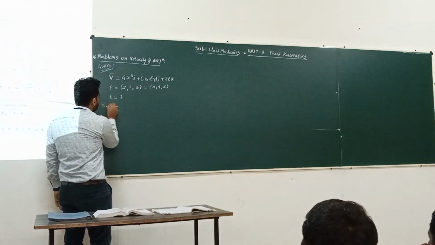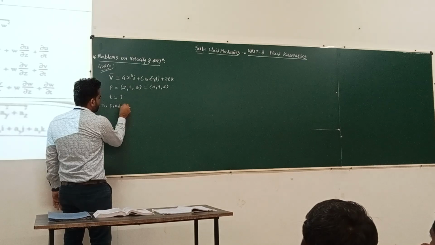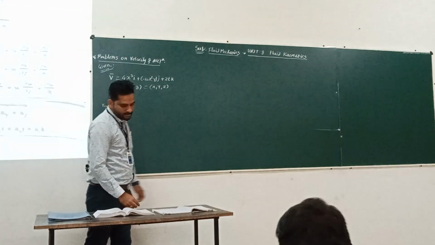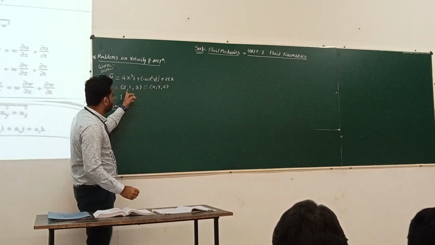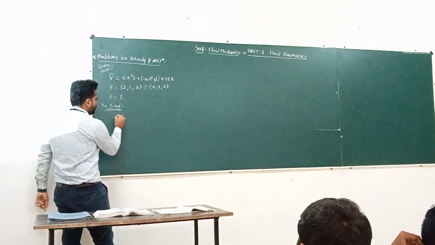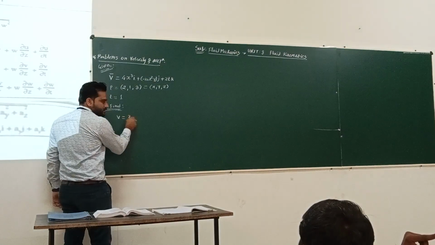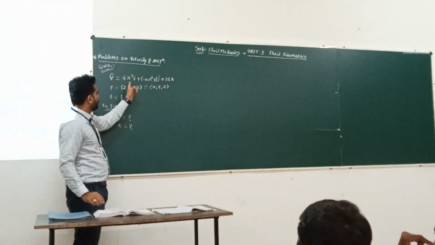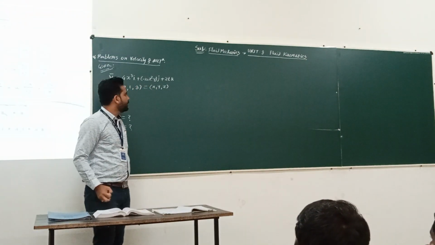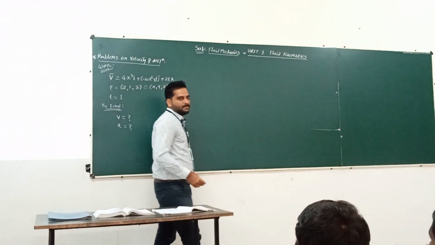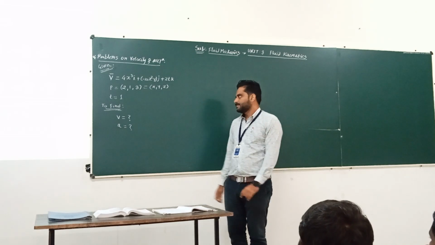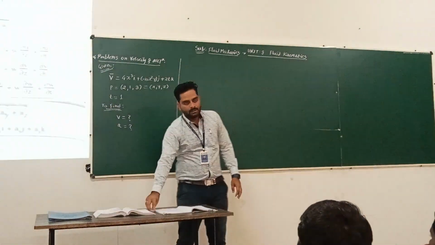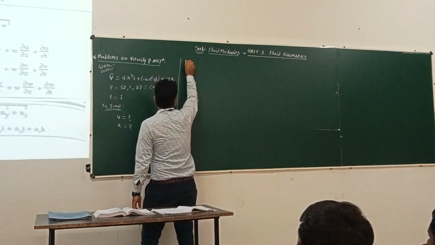To find, what to find? To calculate velocity and acceleration at that particular point of this vector. So we have to calculate resultant velocity and resultant acceleration of this vector 4x cube i minus 10 x square y j plus 2t k. Okay, so firstly we will try to solve velocity, resultant velocity.